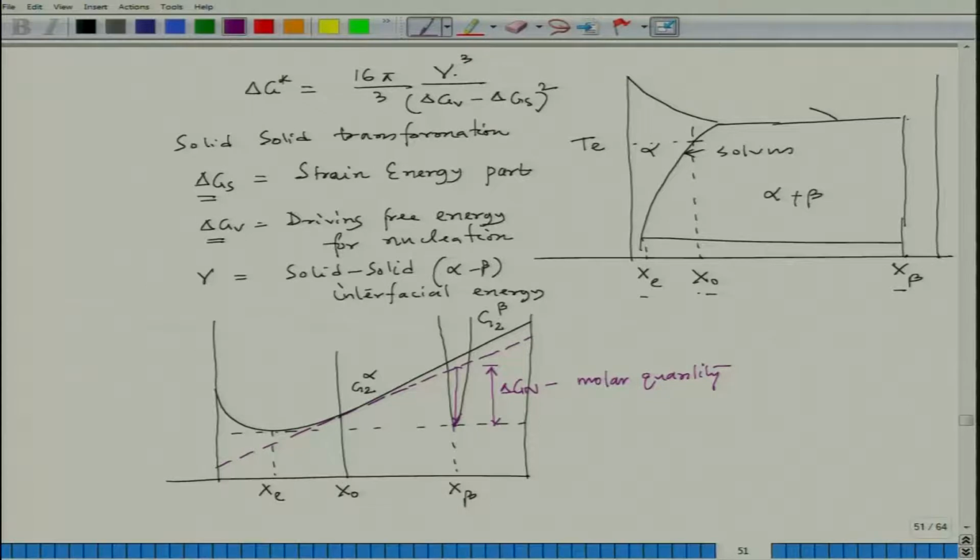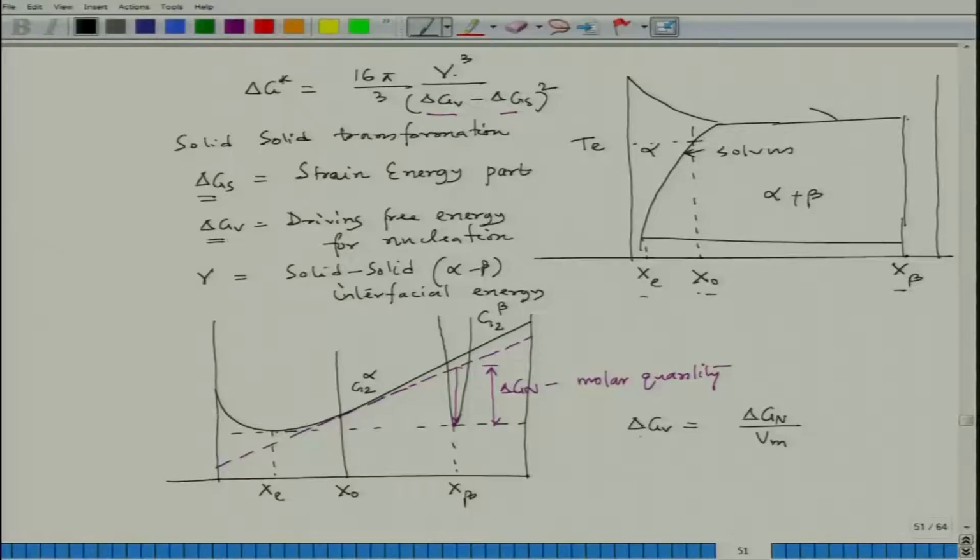We have to convert everything into volumetric terms because these terms are considered with reference to per unit volume. So then delta GV can be written as delta Gn divided by Vm. And for this Vm, we are assuming that both the solids have almost similar molar volume. This is an assumption which may not be true. This is done just to make the calculation simple.